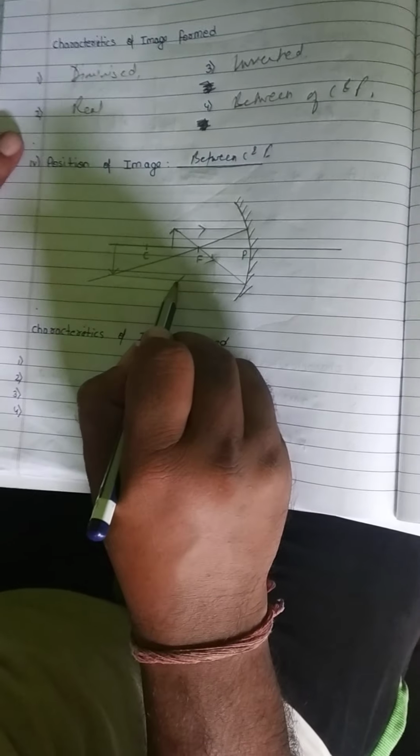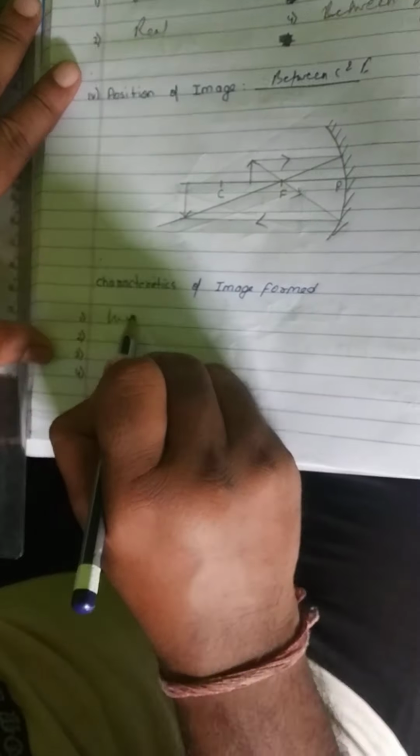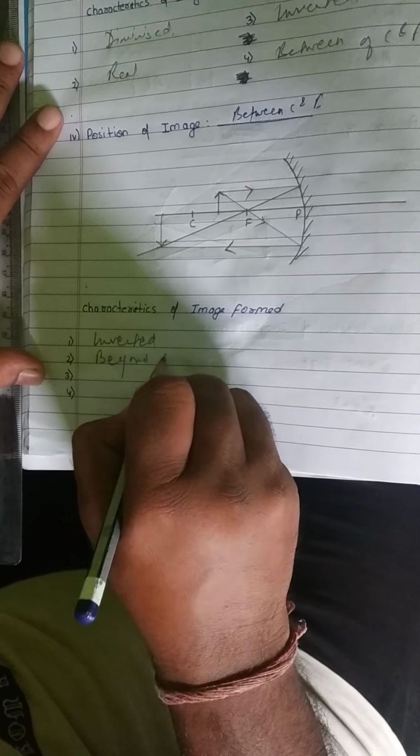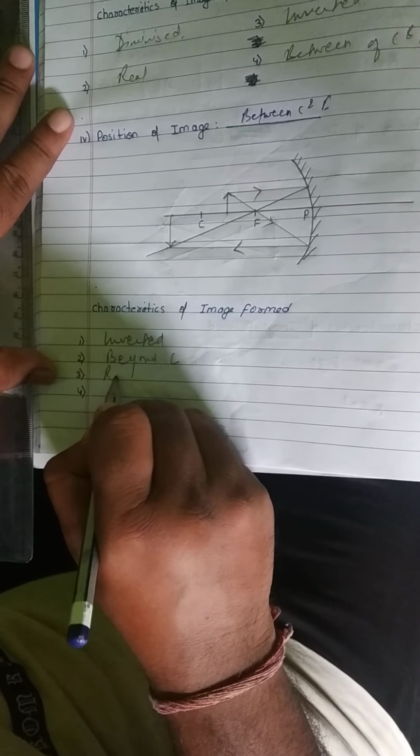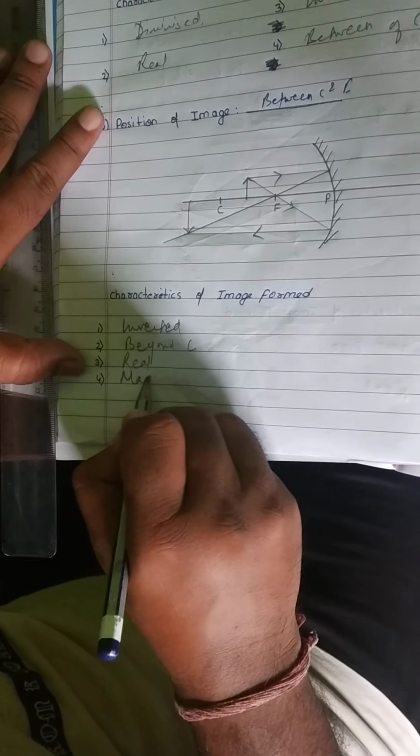So that is why the characteristics of the image formed over here is it is inverted, it is beyond C, it is real, and it is magnified.